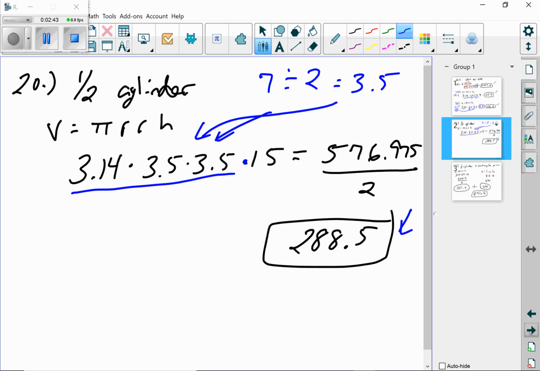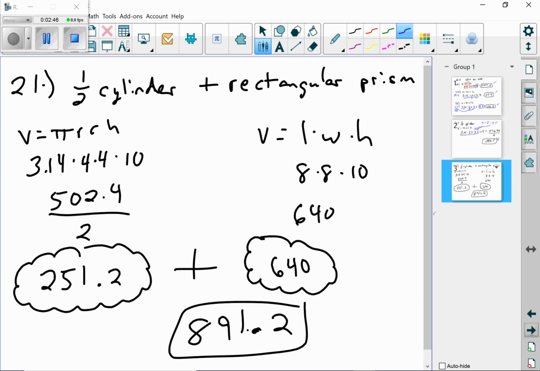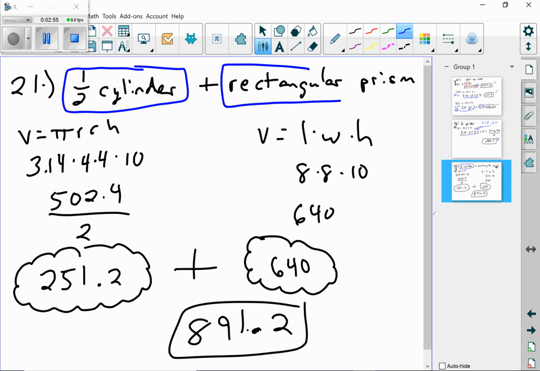Okay. Last problem, 21. This is that problem that looks like a mailbox or a loaf of bread. It's going to be a half of a cylinder on the top added to a rectangular prism, which is a box on the bottom. I broke this into 2 different parts, right? I did my cylinder on the left side of the page, pi r squared h. It told you the radius is 4, so 3.14 times 4 times 4 times 10 is the height. That's the distance between the circles. The front to the back of this mailbox is 10 yards. Multiply all that together, you get 502.4. Divided by 2 gives me 251.2. That's the volume of the half cylinder.